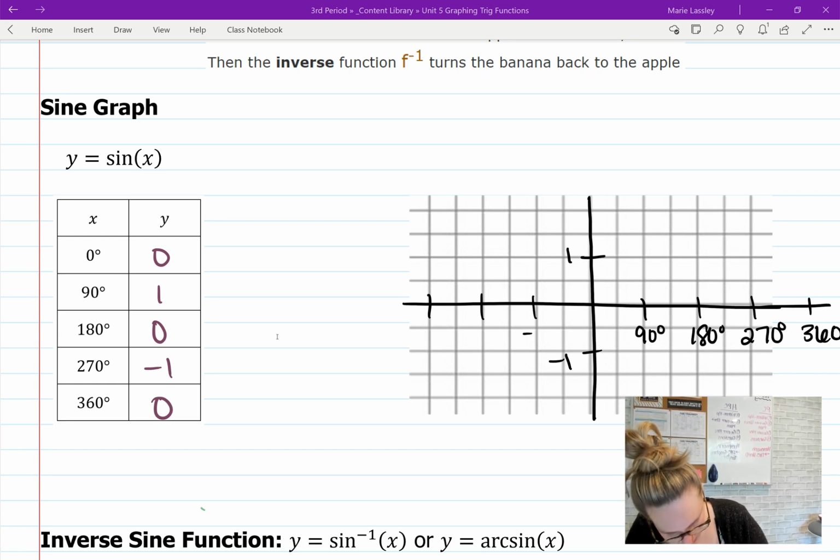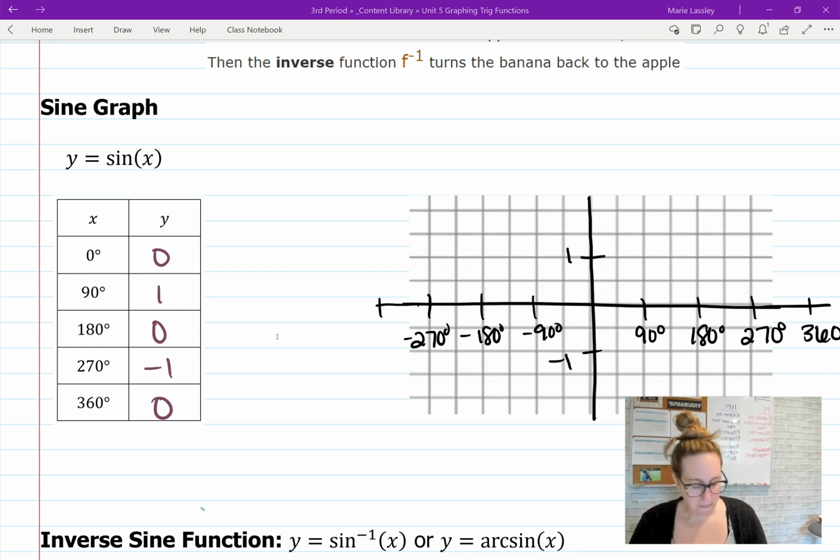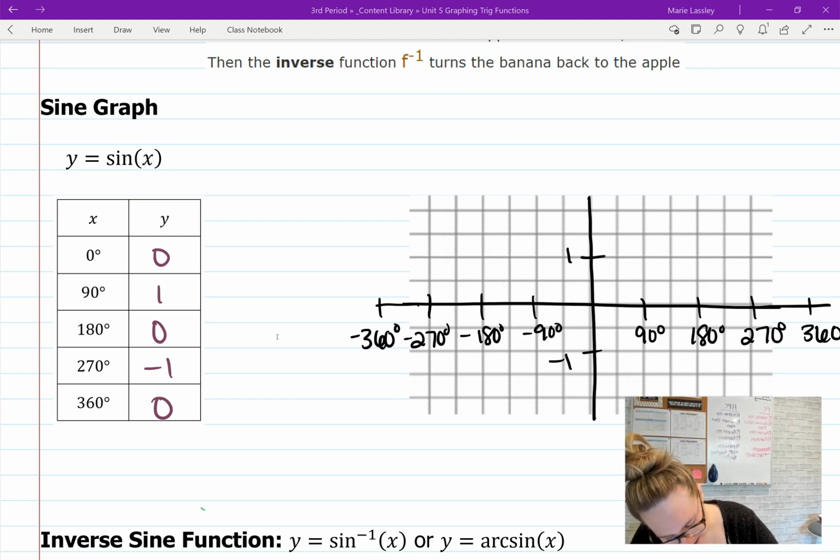So -90, -180, -270, and then -360. Then graphing my beautiful sine. Sine is my favorite. I don't know if you should have a favorite trig function, but sine is my favorite. I just think it's beautiful. I don't know, I like it.